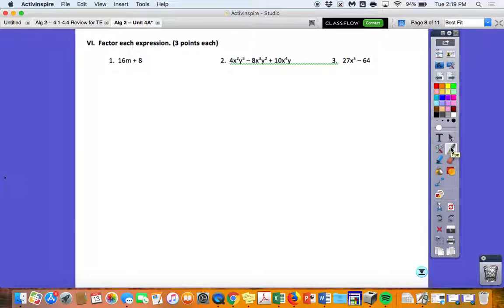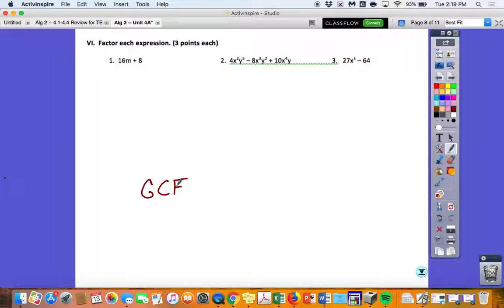You know, what are your clues? Always, always, always start by trying to find the GCF. There may not be one, but look for it just in case, because that's typically the easiest thing to find. So on the very first one, is there something that you can take out? Is there anything that's common? And if so, you want the biggest thing.